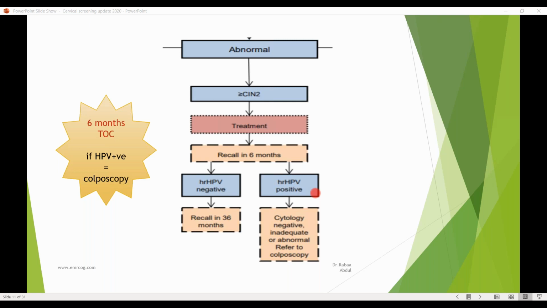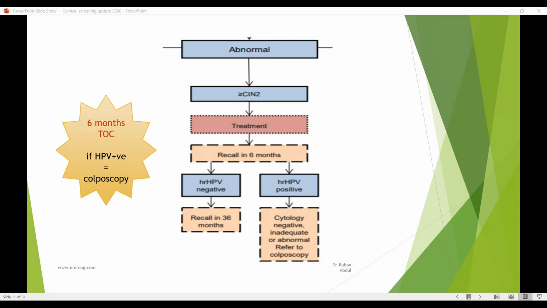So remember, for this slide: treatment of CIN2 or 3, then test of cure; if her HPV came negative, then say bye-bye, see you in 3 years. If HPV came positive, what should you do? Whatever the cytology, it should be done, but whatever the cytology is, we will refer to colposcopy. This is your basics of management, and I can assure you that a lot of cases in the exam will come from these basic levels, because they always want to make sure that you know the basics.